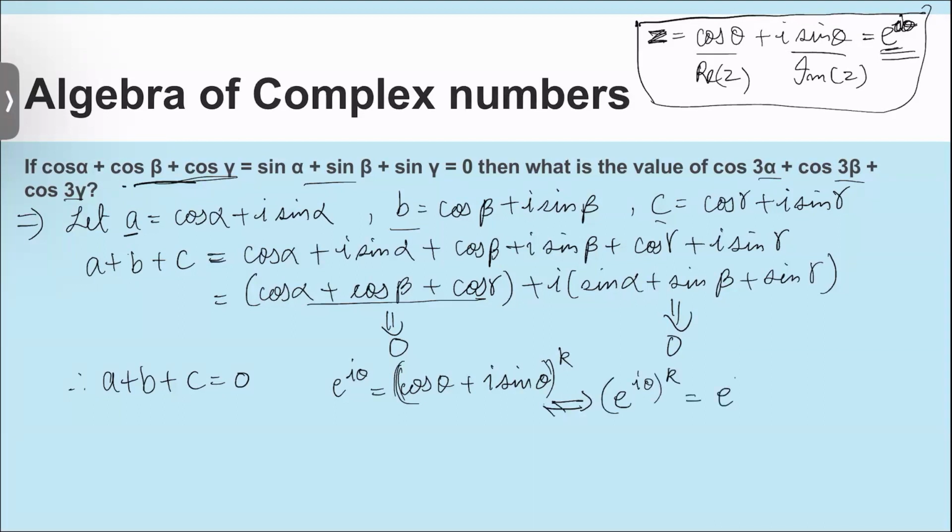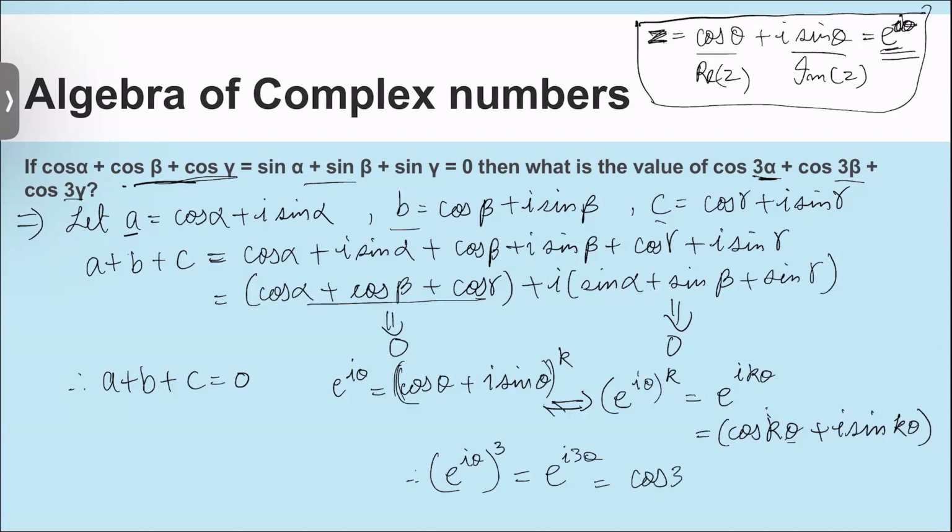So that actually becomes e raised to i k theta. Now you can see that this can be written in terms of cos k theta plus i sin k theta. If you're given cos 3 alpha and 3 beta, and the number you're multiplying with theta is 3, then the power becomes 3. So e raised to i 3 theta is equal to cos 3 theta plus i sin 3 theta.